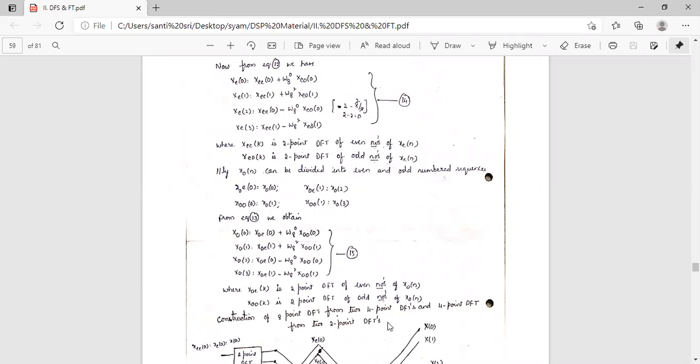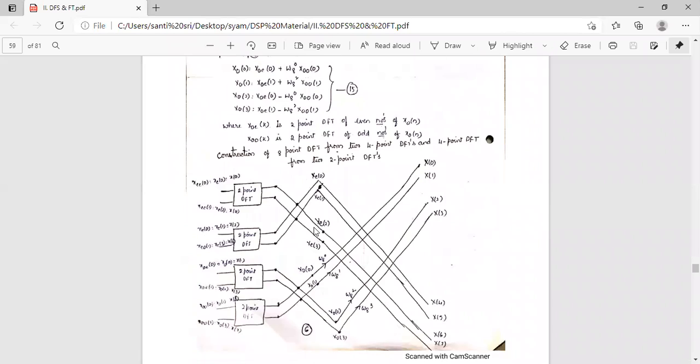Construction of the 8 point DFT from two 4 point DFTs, and 4 point DFTs from 2 point DFTs, is like this. See here, these are 2 point DFTs. Initially, these are 2 point DFTs. This will be given to the 4 point DFTs. The combination of 4 point DFTs is the 8 point DFT. Okay, 8 point DFT. So initially we'll take four 2 point DFTs: 1, 2, 3, 4. Okay, these outputs are connected to 4 point DFTs, and these 4 point outputs are given to the 8 point DFT.